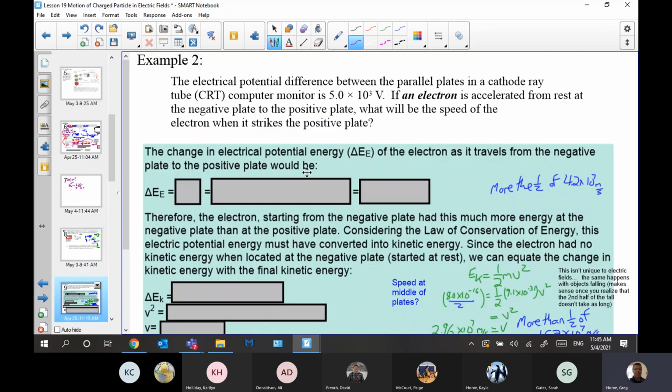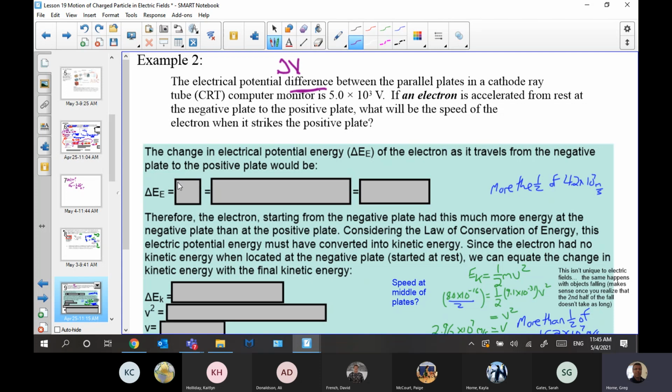So if an electron, what's the speed? The electric potential difference between parallel plates is 5.0 times 10 to the 3. They're telling us that it's 5,000 volts applied across the plates. So it's actually a delta V, electric potential difference, because it says difference here. We're talking about delta V.